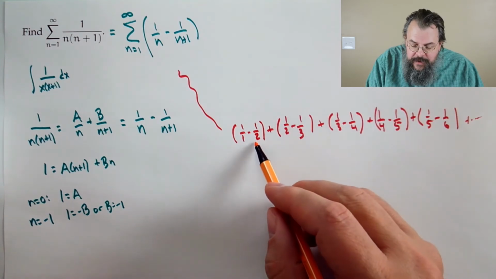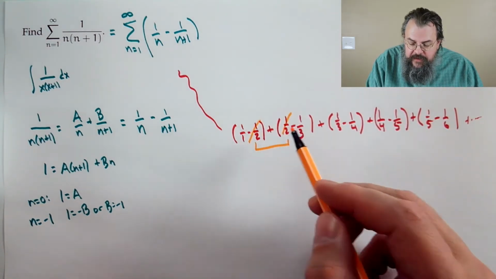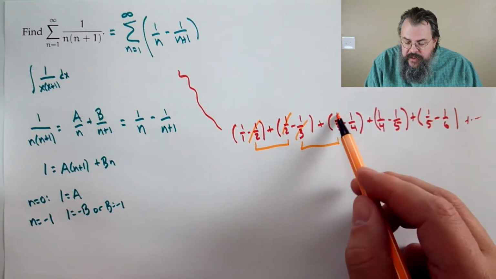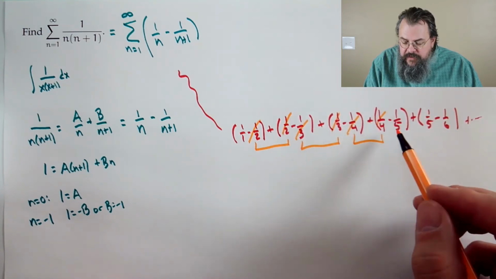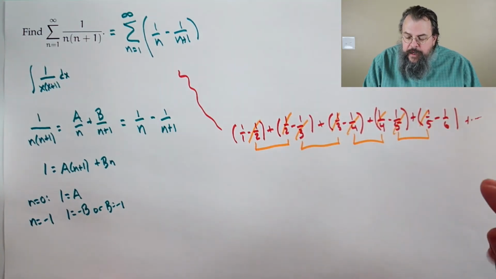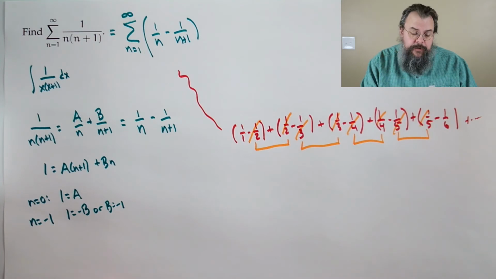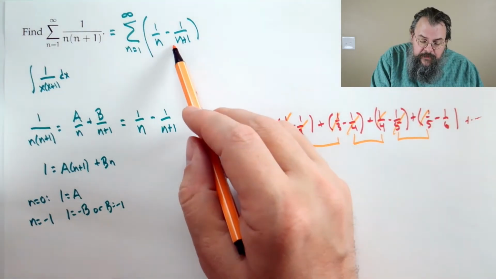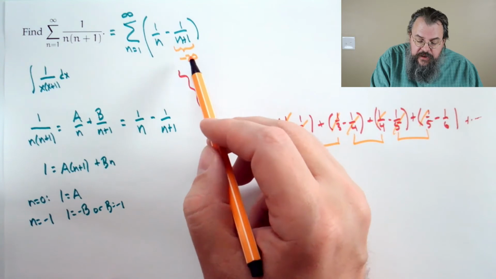So we see, look, minus a half plus a half, cancel. Minus a third plus a third, cancel. Minus a fourth plus a fourth, cancel. And the other thing to observe is that these pieces are going to 0 as n goes to infinity.